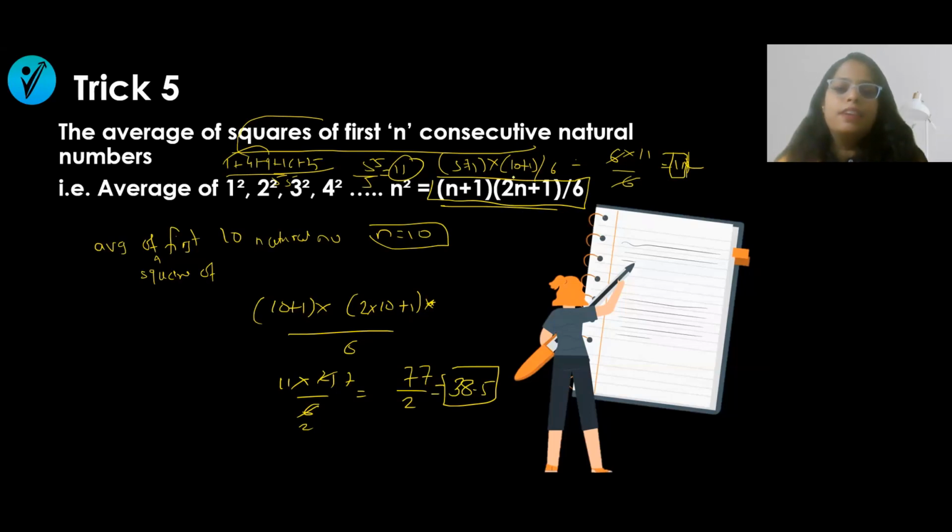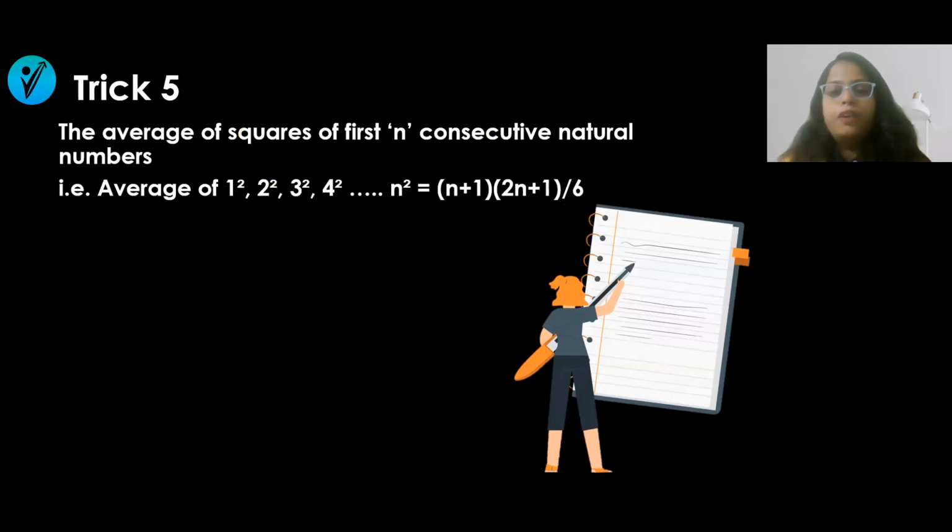So your homework is here: you have to answer in the comment section what will be the average of the squares of the first 7 consecutive natural numbers. You have to find out and answer in the comment section. Okay, I hope you have understood this trick.